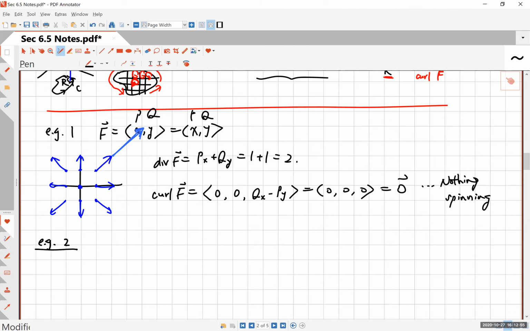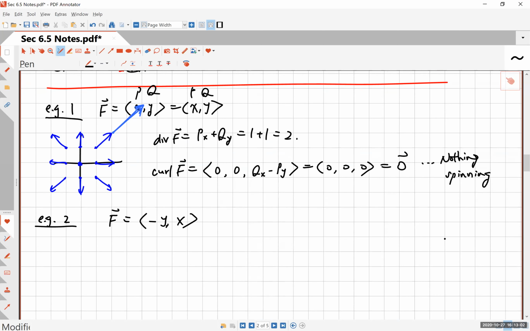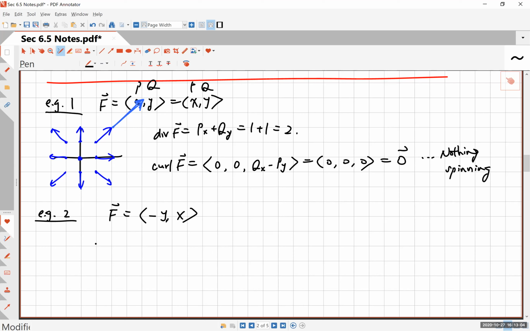All right, let me give you another example. This is the vector field negative y, x. So what does it mean? This is the vector field that looks like this. Okay, so this is the point 1, 0, right? What's the vector at 1, 0? That would be 0, 1. That's this one. And how about here? This is the point 0, 1. So it'll be negative 1, 0. That looks like this.